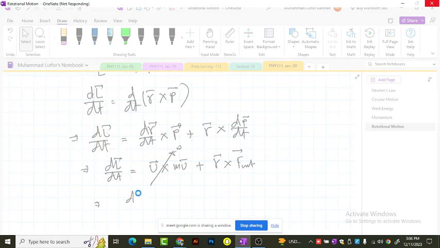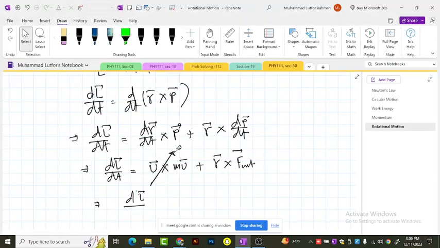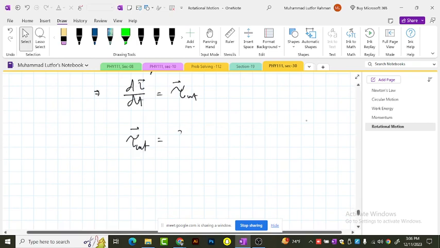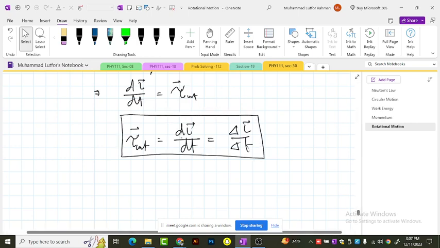I'll simply find the change of the angular momentum, dL over dt, is going to be simply R cross F. R cross F is going to be the torque, right? R cross F is the torque of the system, which means if you want to change the momentum of a system, you have to apply some torque on the system. In the case of angular momentum, net torque would be simply dL over dt. This means if you want to change the angular momentum of a system, you have to apply some torque on the system. What if the torque is 0?